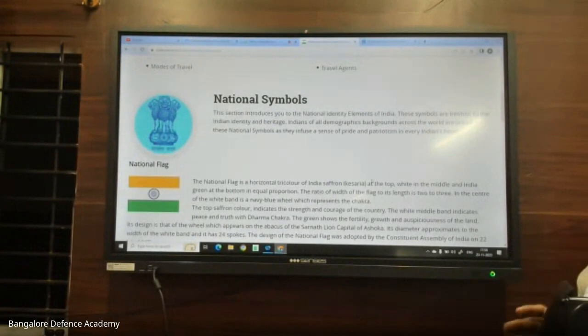Who was the first female freedom fighter to hoist the national flag? Madam Bhikaji Cama. Write down. Madam Bhikaji Cama, C-A-M-A. Madam Bhikaji Cama.